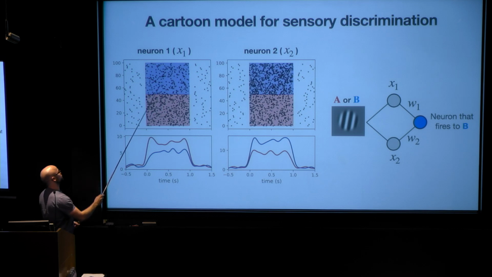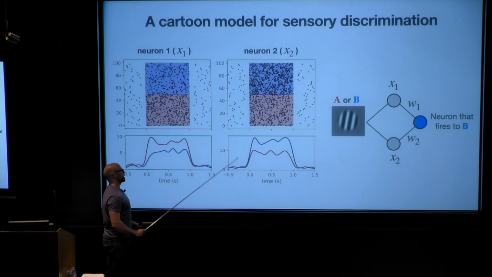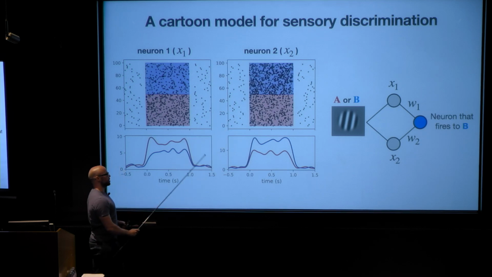So the first neuron, when I show it the go stimulus, it only responds a little bit. And for the no-go stimulus, where I'm supposed to do nothing, it fires more. And neuron 2 is flipped. So this neuron fires more in response to the go stimulus and less in response to the no-go stimulus.